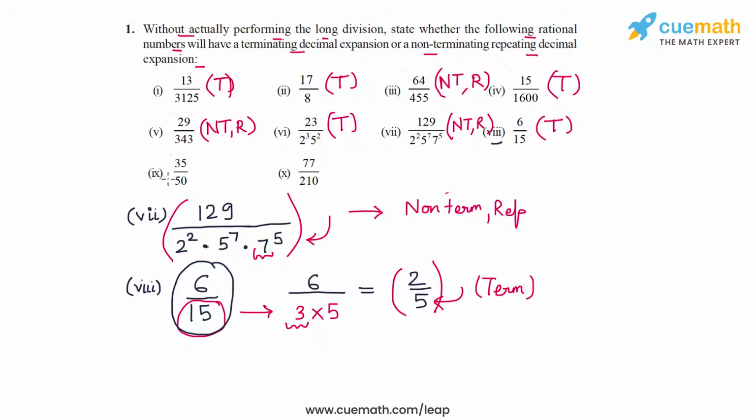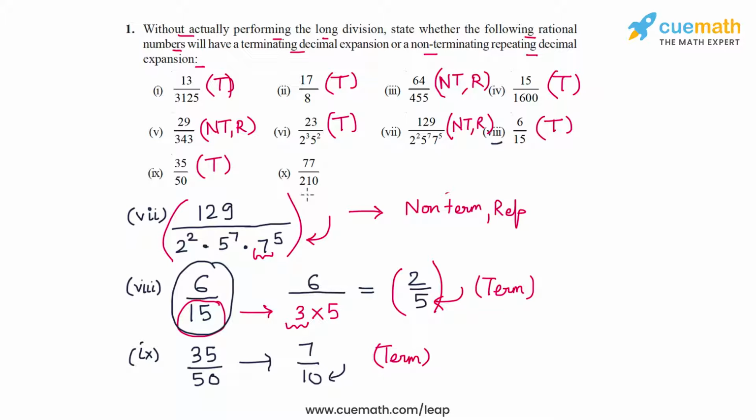Now let's look at the next number, which is part 9, which is 35 by 50. If you want, you can reduce it to the lowest form, which is 7 by 10. And 10 has only 2s and 5s in it. It is actually 2 into 5. So the decimal expansion of 7 by 10 will be terminating. So that's part 9. 35 by 50 has a terminating decimal expansion.